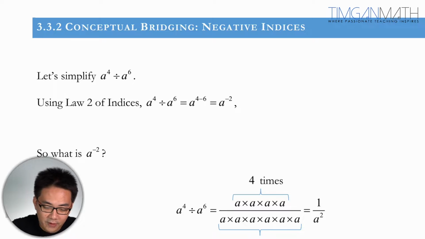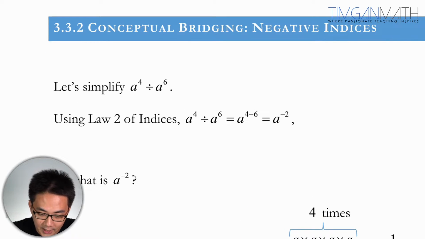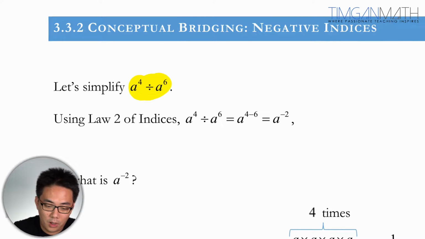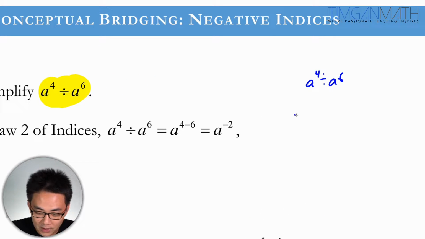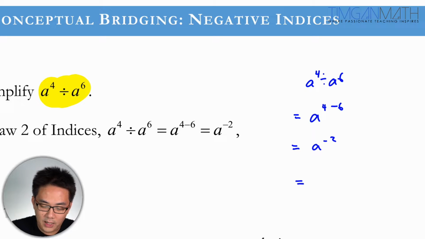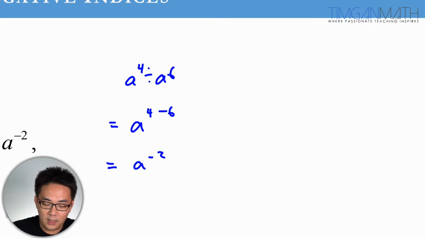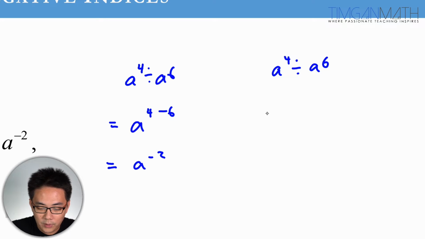So now let's simplify a to the power 4 divided by a to the power 6 from what we have already learned. I know it's already written here, but let me just rewrite it. So it's a to the power 4 minus 6 by law number 2 in our notes. So this is a to the power minus 2. But if we were to write this in rational form, this is also equal to a to the power 4 divided by a to the power 6.